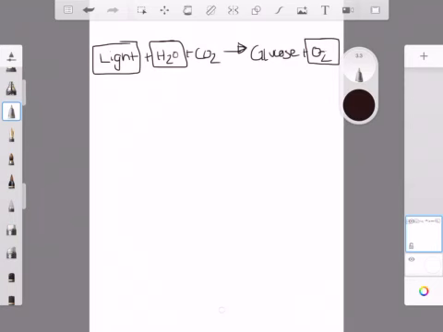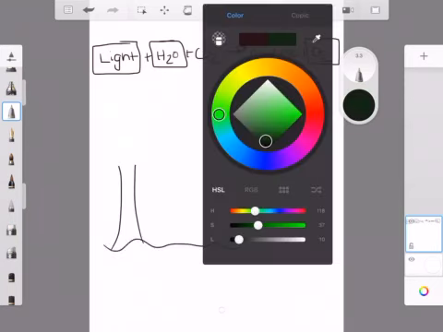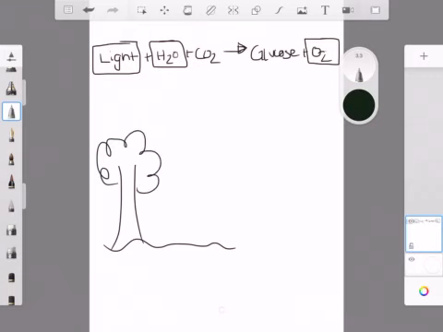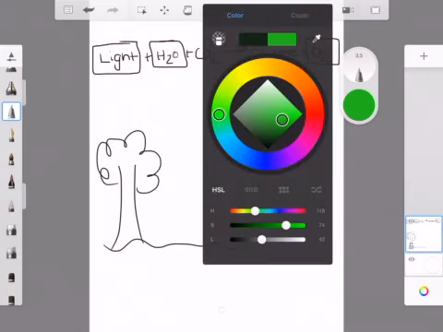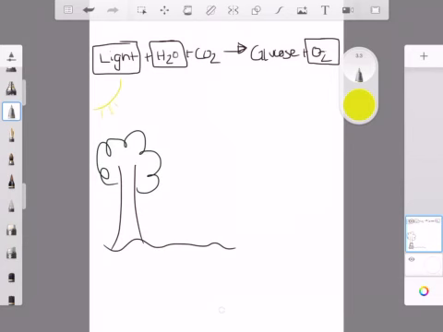Photosynthesis happens in plants, and so let's draw our tree. There's the ground with its leaves. And then we also have our sun up here. Okay, so we have our tree. So where does our light come in? Our light is going to come in and it's going to strike our leaves.